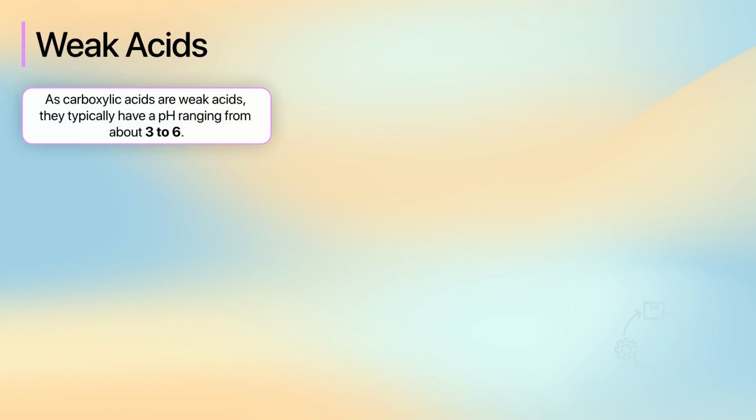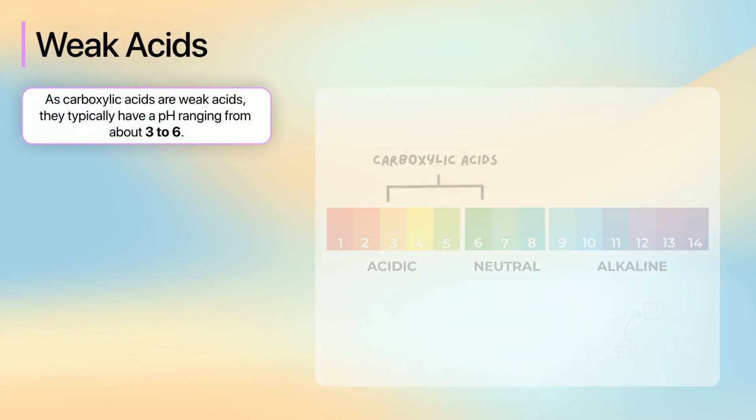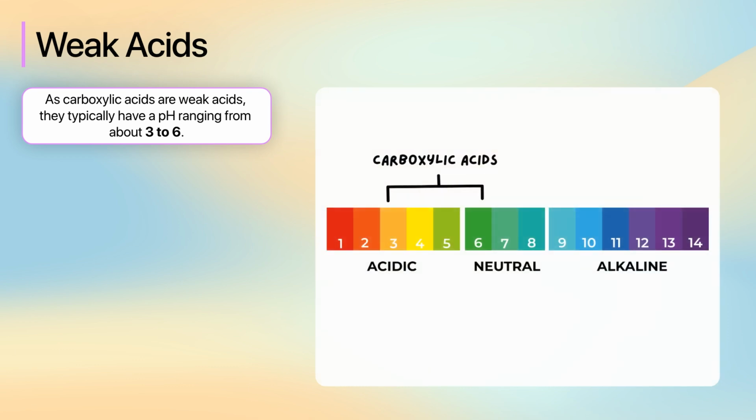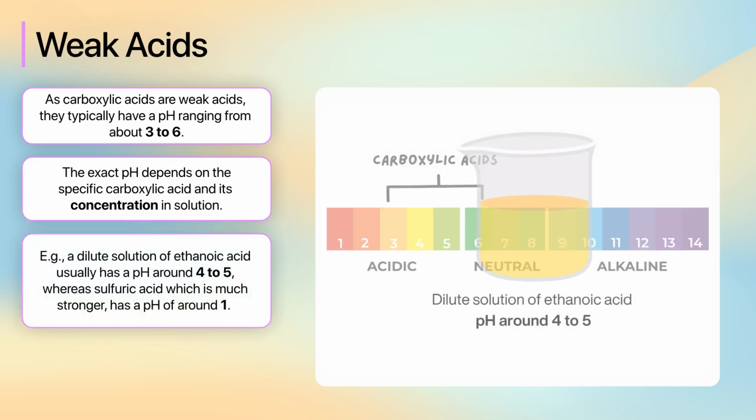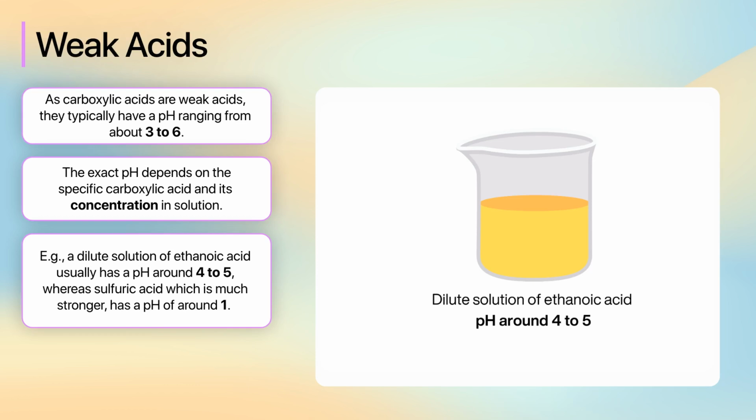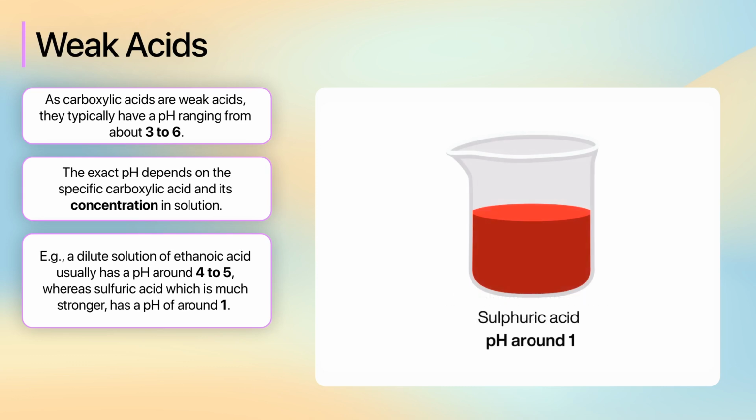As carboxylic acids are weak acids, they typically have a pH ranging from about 3 to 6. The exact pH depends on the specific carboxylic acid and its concentration in solution. For example, a dilute solution of ethanoic acid usually has a pH around 4 to 5. Compare that to a strong acid, like sulfuric acid, which has a pH of around 1.